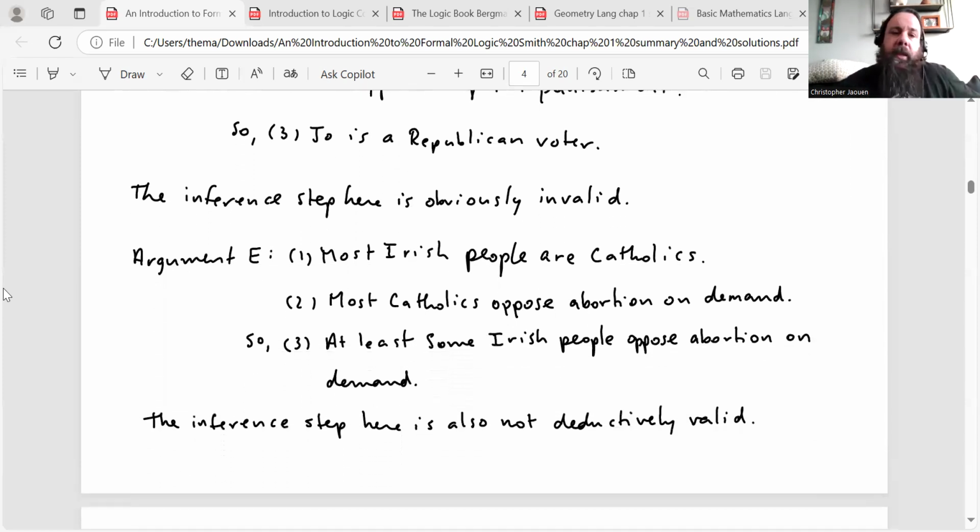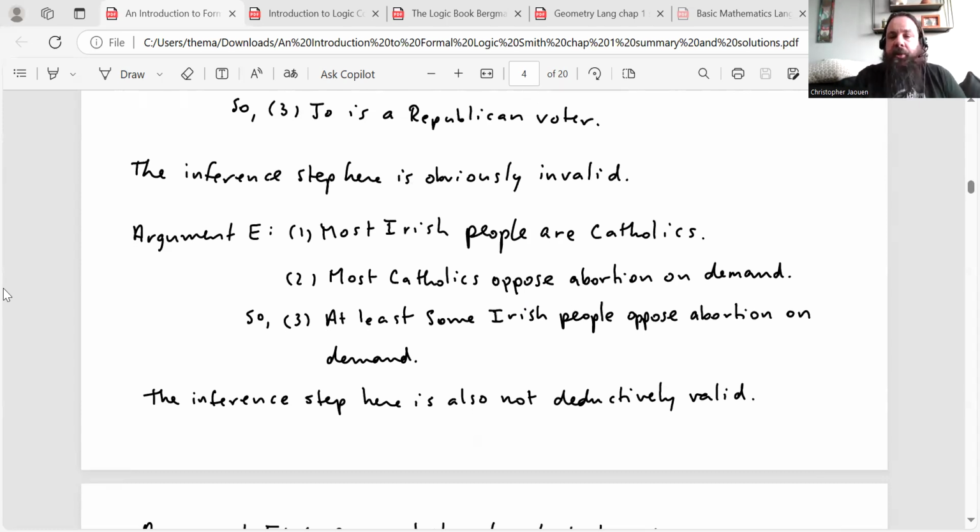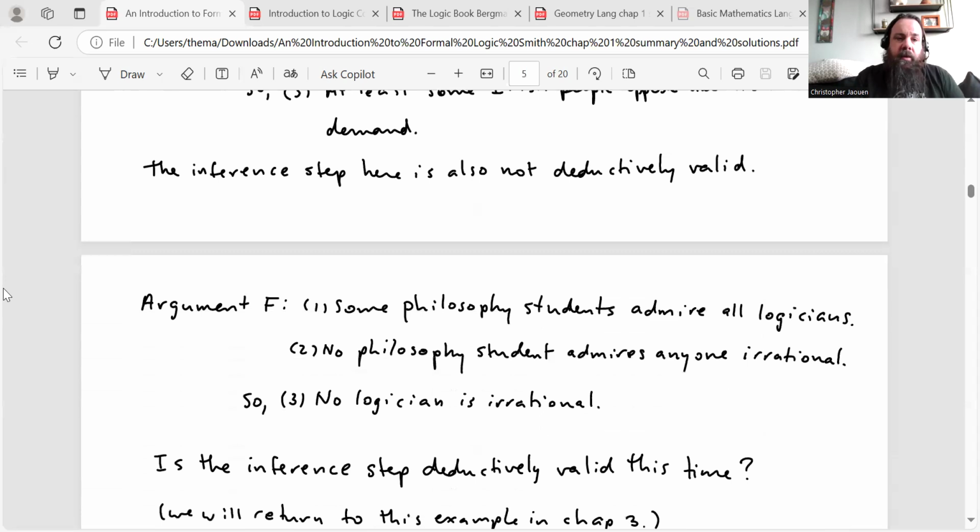Argument E. Premise 1, most Irish people are Catholics. Premise 2, most Catholics oppose abortion on demand. So the conclusion, which is the third proposition here, at least some Irish people oppose abortion on demand. This inference step is also not deductively valid.